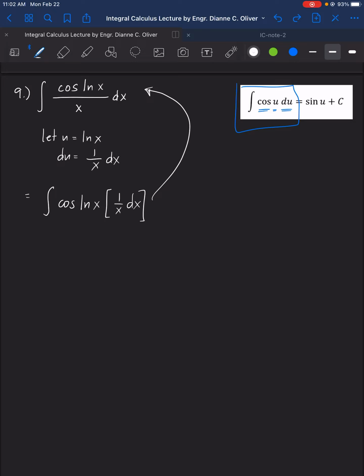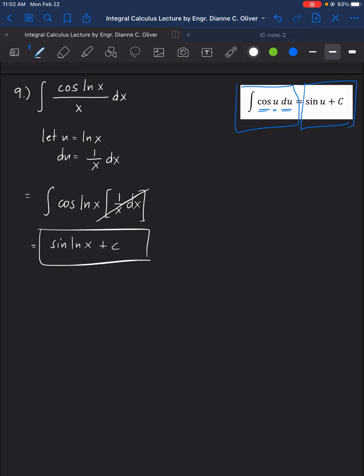Since the du is 1 over x dx, that is our du, we will disregard this portion and then follow the pattern for the answer, and the answer is simply sine of u. So the answer is sine of u plus c, which is sine ln x plus c.